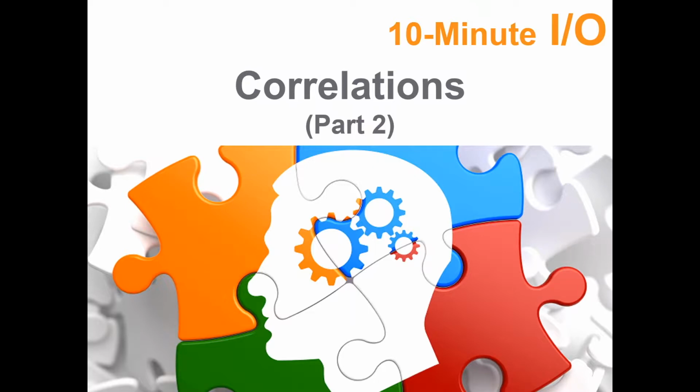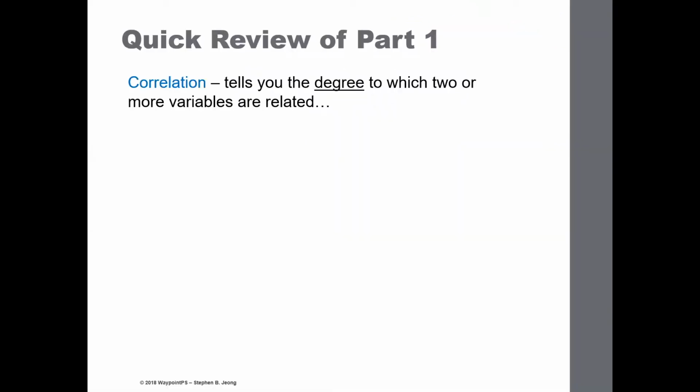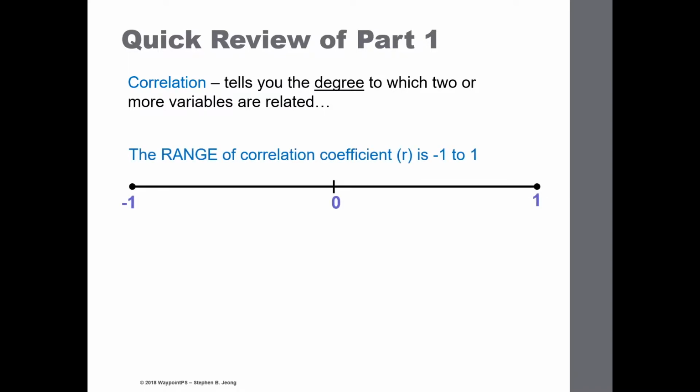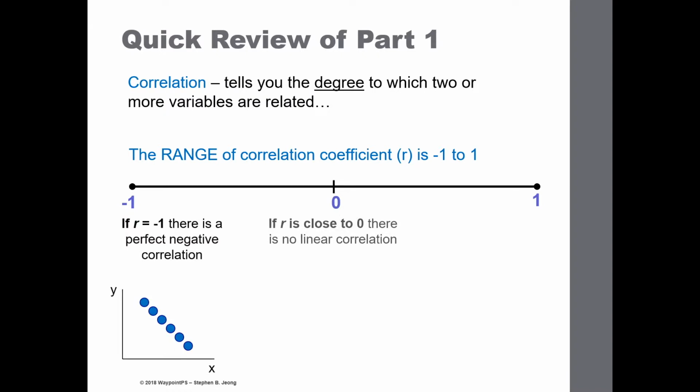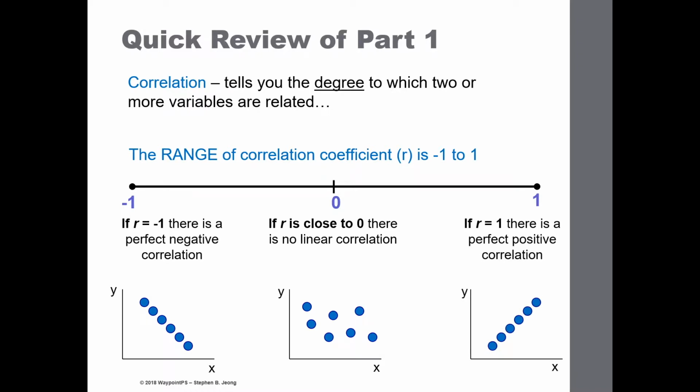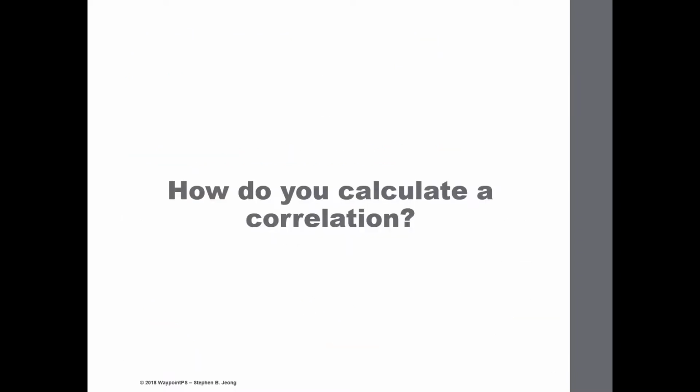Today we'll be talking about part two of correlations. Just a quick review. We defined correlation. Correlation is what tells you the degree to which two or more variables are related. We talked about the range of correlation going from -1, which is a perfect negative correlation, to +1, a perfect positive correlation. Zero correlation, or near zero correlation, is when there's no relationship between two or more variables.